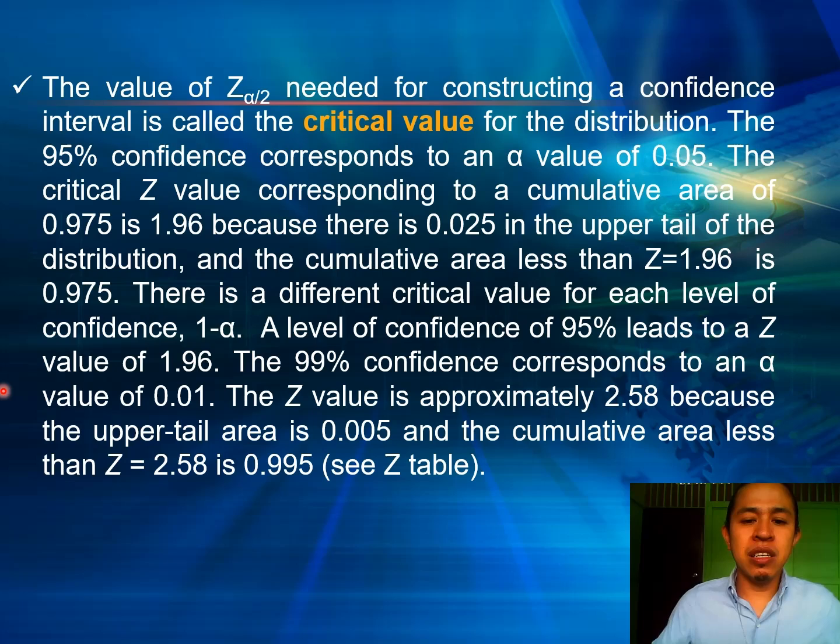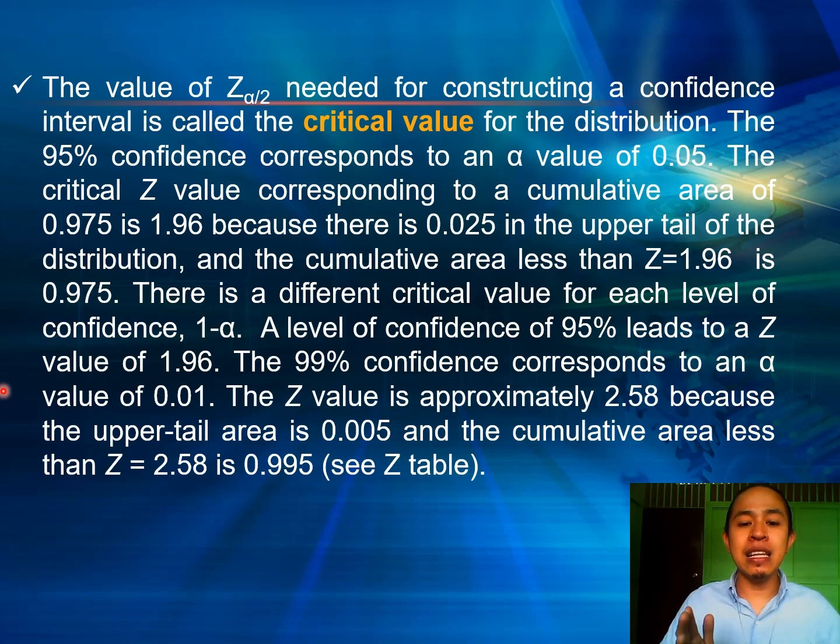Okay, there is a different critical value for each level of confidence. That is very true. Different confidence level, different critical value. There is a different critical value for each level of confidence 1 minus alpha. So a confidence level of 95% leads to a z value of 1.96.